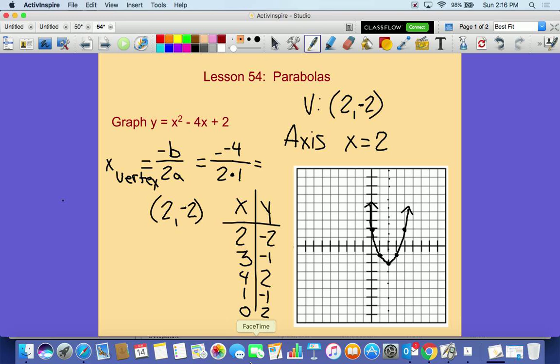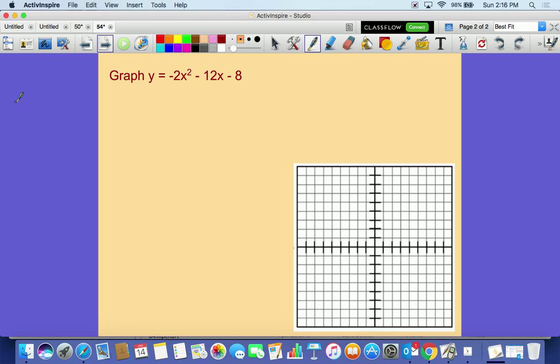And they can ask you all sorts of different questions on this. You do not have to complete the square though to be able to graph this. You can go through the process that we were talking about just here. Alright, next one. Y equals negative 2x squared minus 12x minus 8.